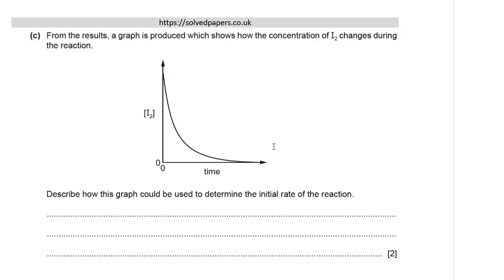Part C. From the results, a graph is produced which shows how the concentration of the iodine changes during the reaction. Describe how the graph could be used to determine the initial rate of reaction. Of course, you need to draw a tangent. A tangent is a line that touches the graph at one point. Draw a tangent on the graph.